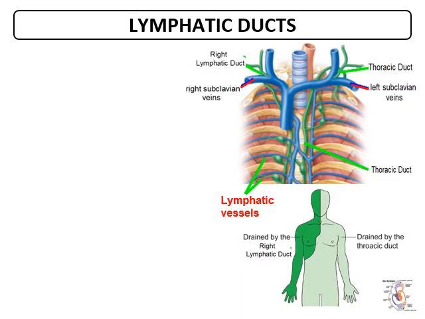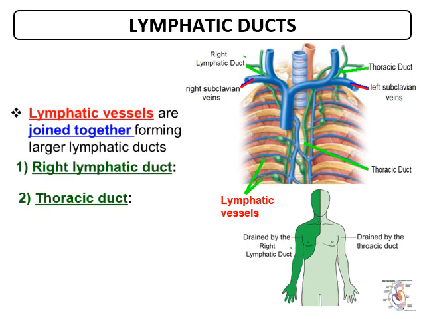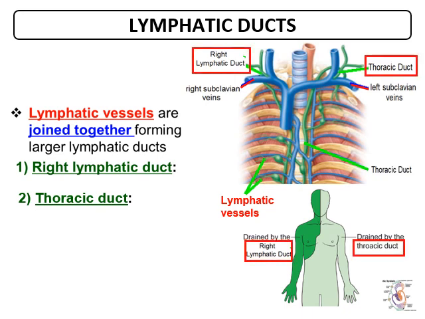Lymphatic duct. Lymphatic vessels are joined together forming larger lymphatic ducts, which are the right lymphatic duct and the thoracic duct. The right lymphatic duct allows lymph to flow from the upper right of the body into the right subclavian vein, while the thoracic duct allows lymph to flow from other parts of the body into the left subclavian vein.